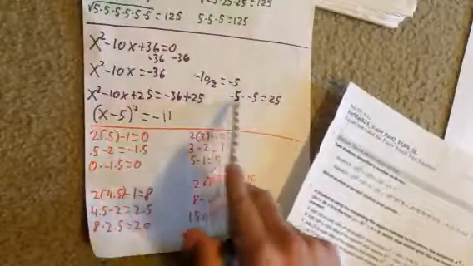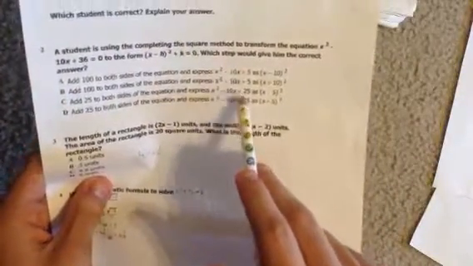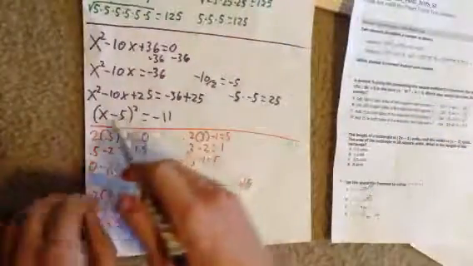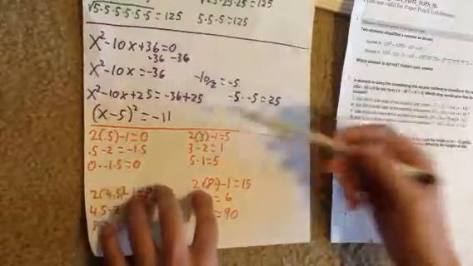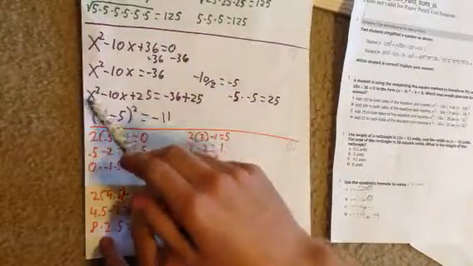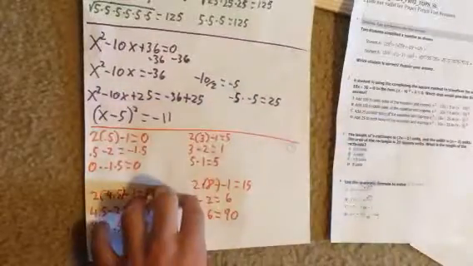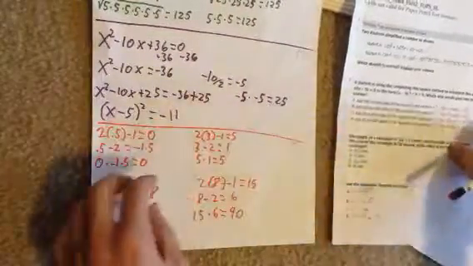But if you go back to the problem, one of your answer choices, in this case answer C, says add 25 to both sides of the equation. We did that right here. And express x squared minus 10x plus 25 as x minus 5 squared. And x minus 5 squared, if you put that in a calculator, will give you the same exact answer as x squared minus 10x plus 25. So that is the answer for number 2.